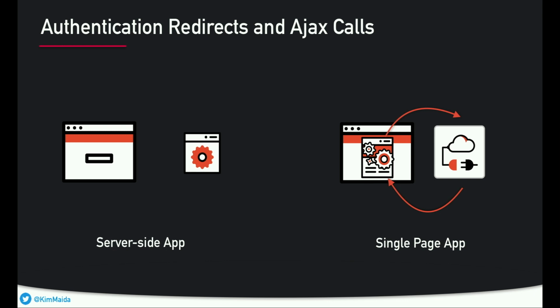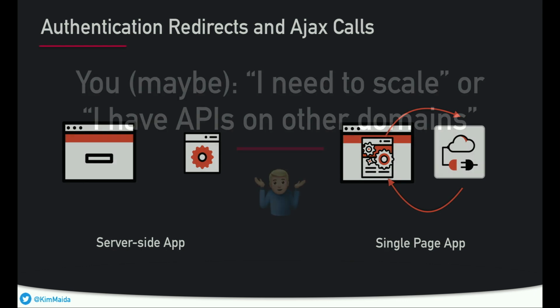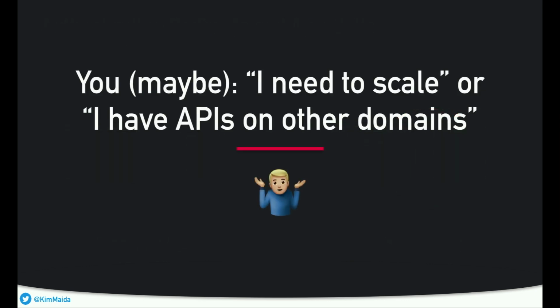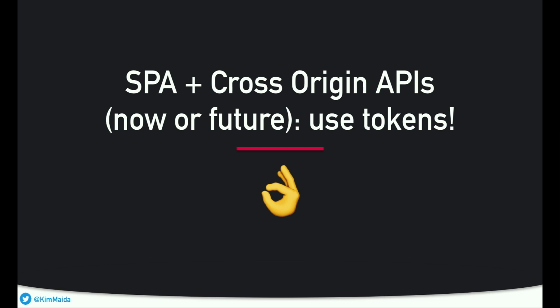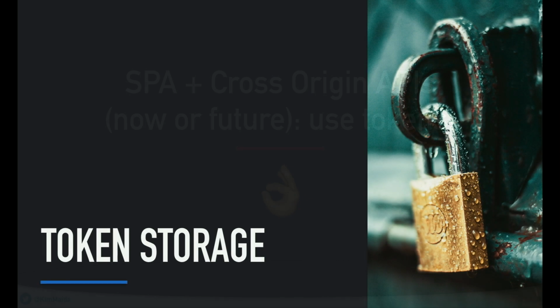So you can handle that case, handle that status, and there's really no problem with doing this. However, on the other hand, if you know that you need to scale, or you already have APIs that are on other domains, then you are going to want to take the token-based authentication approach. So if you're going to need to do cross-origin stuff with your APIs, then use tokens.